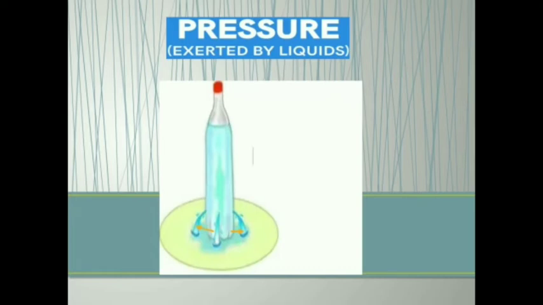So water is coming out because of the water pressure, which means water is exerting pressure on the walls of the container. Now notice, water coming out of all the holes falls at the same distance from the bottle. What does it mean? It means water pressure is equal in all directions at a certain depth.